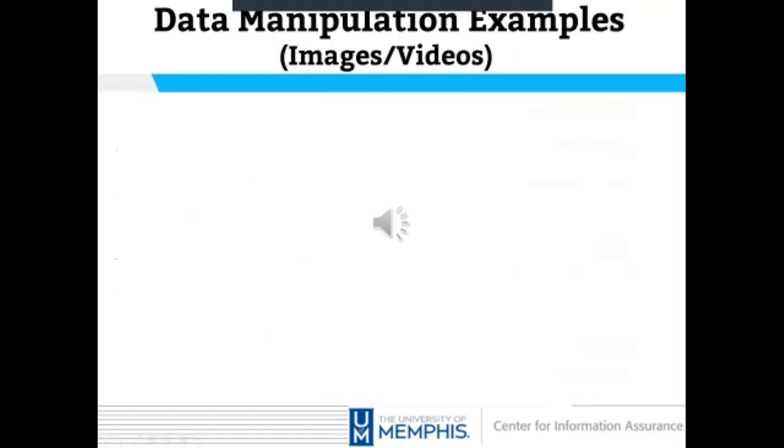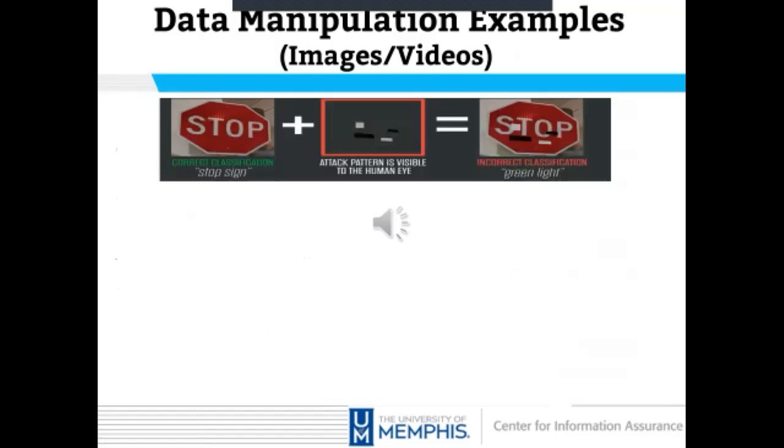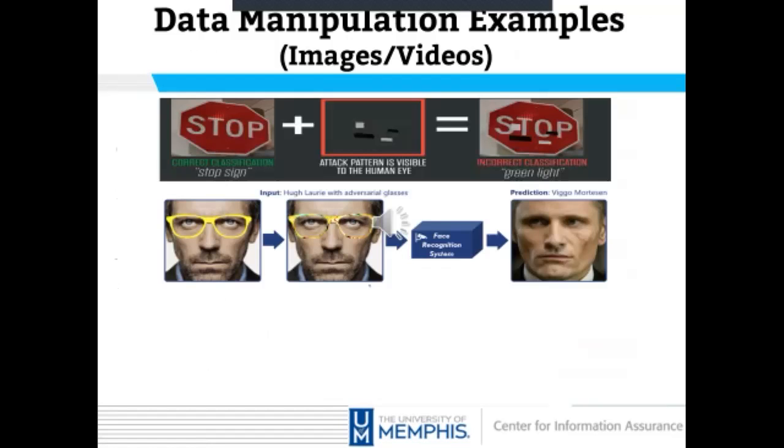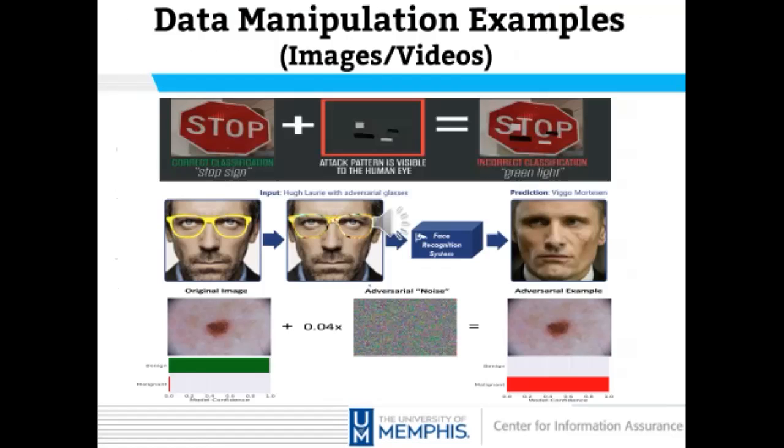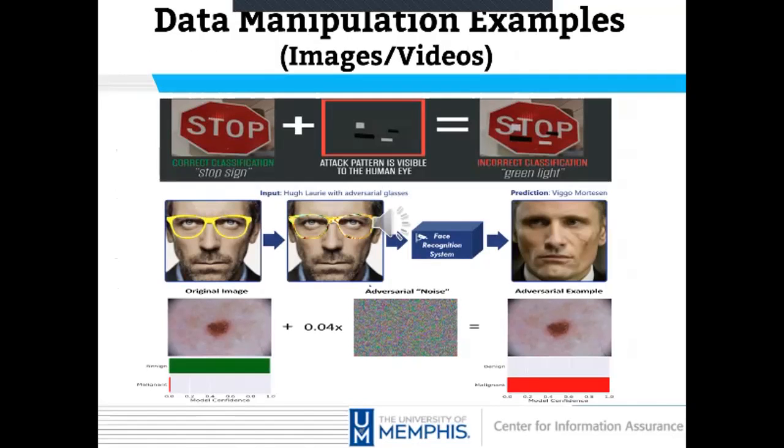Let's see some examples of adversarial attacks. First example: some added noise, like a sticker, making a stop sign read as a green light, could be very harmful for an autonomous vehicle. Second image: biometrics getting fooled by wearing glasses. And third image: in medical science, a benign tumor was detected as malignant by adding some noise which is completely unrecognizable by humans.